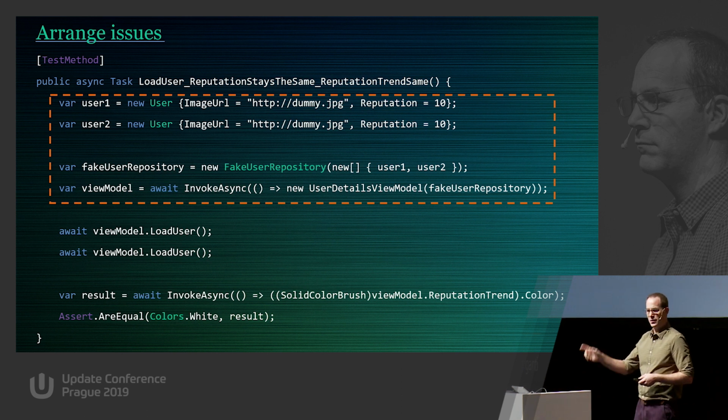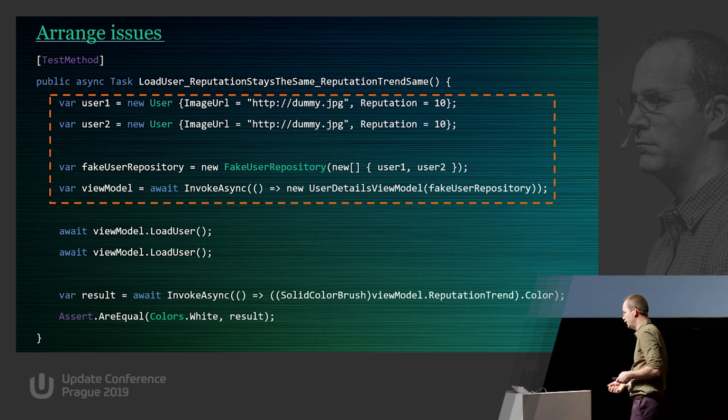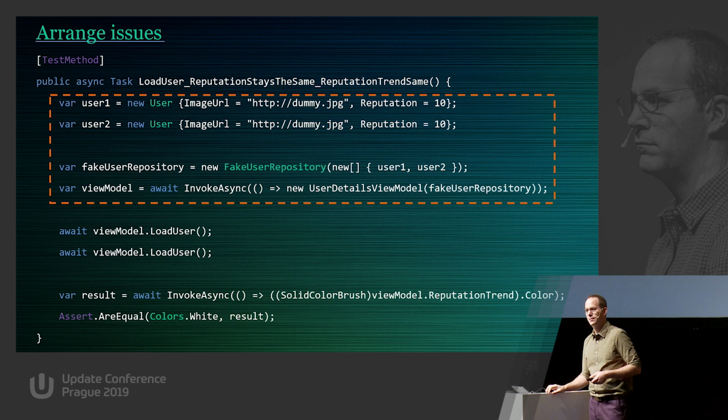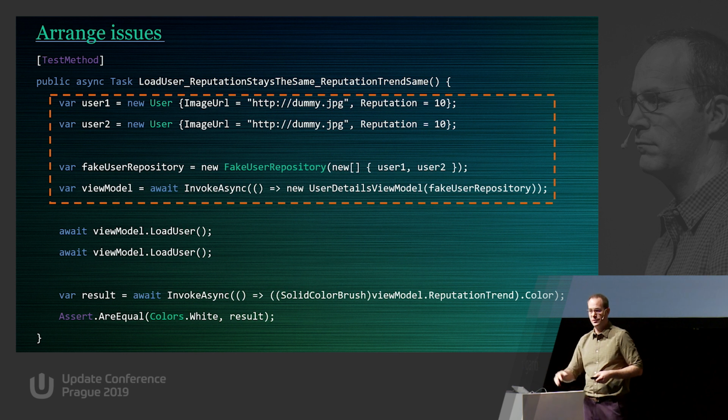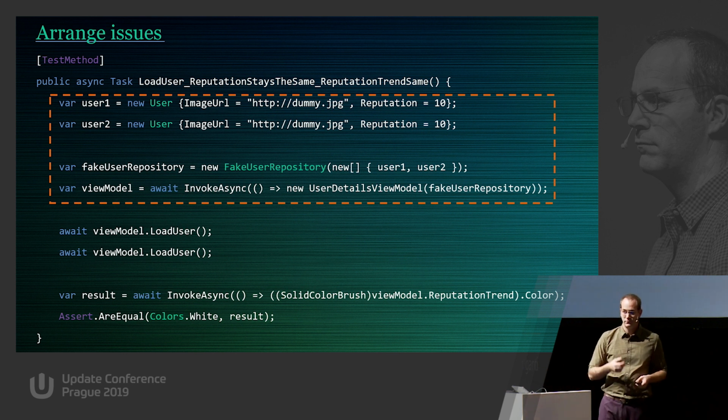I had the timer going around and calling that method every few seconds in the beginning. Then I was blocked because I didn't like it, so I turned it into every minute. And in the end, I'll check the result. These are the last two lines. And in this case, because the reputation hasn't changed in this test, I'll check that the result is white. Not the best design, but it holds.